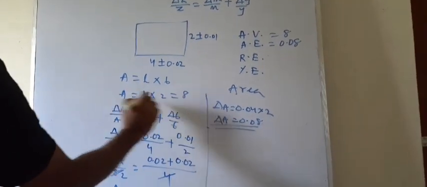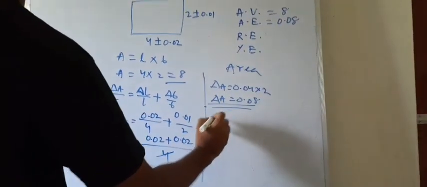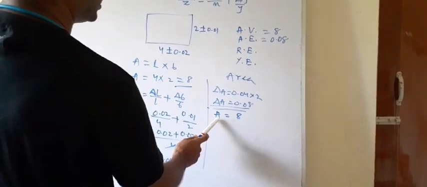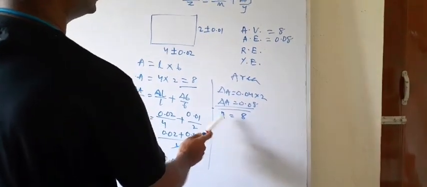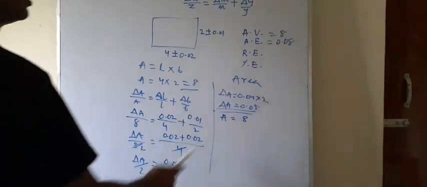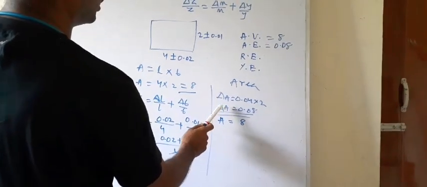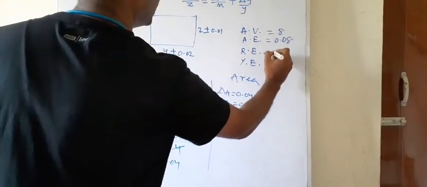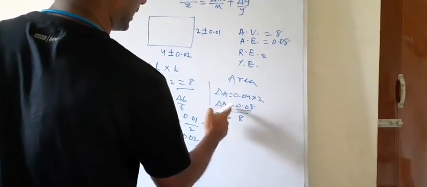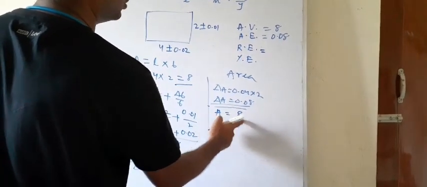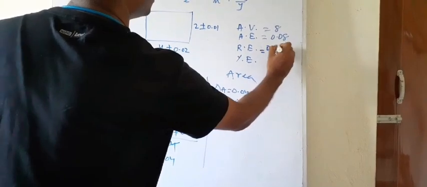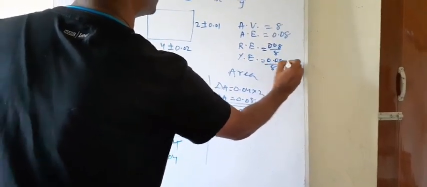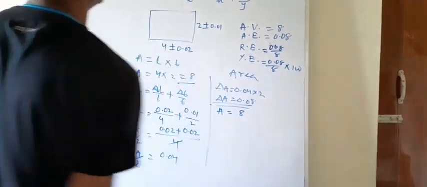Now the absolute value is 8. Absolute error is 0.08. So you will get absolute value of area is 8 and absolute error in estimating area is 0.08. So relative error will be absolute error of area divided by absolute value of area. So 0.08 by 8, and percentage error will be 0.08 by 8 into 100%.